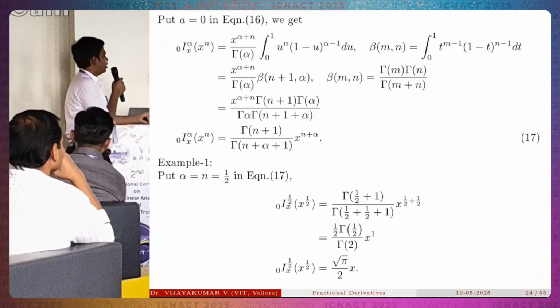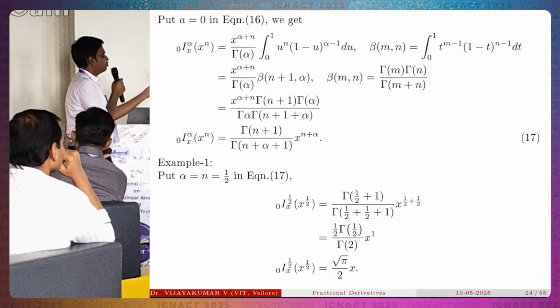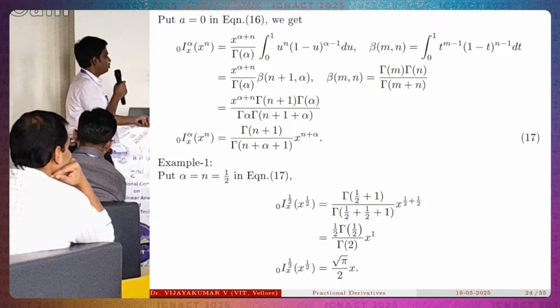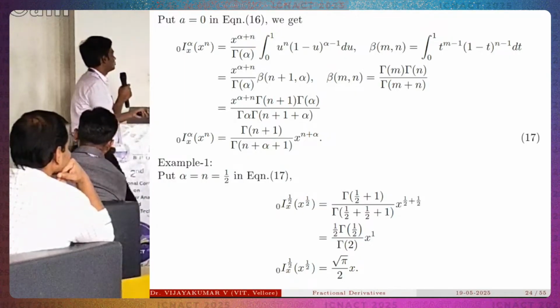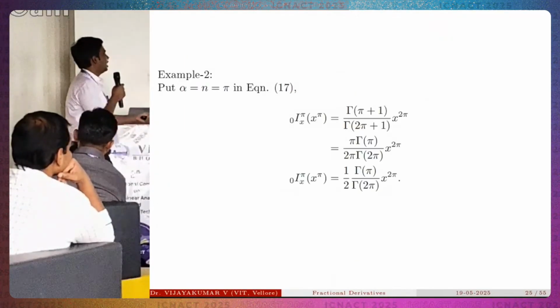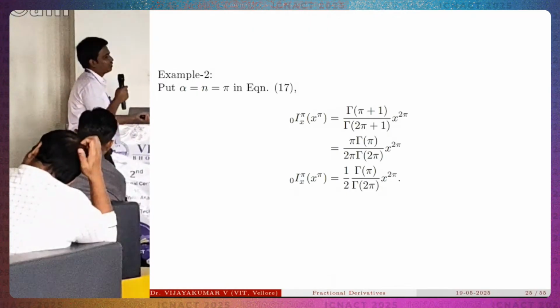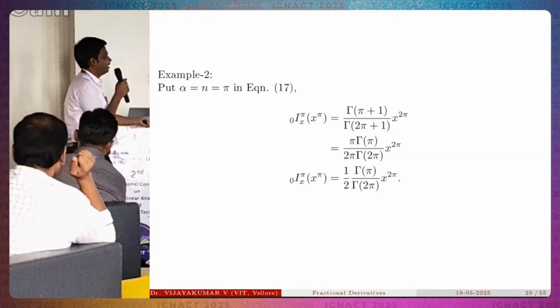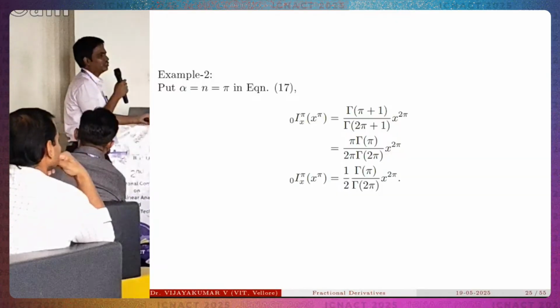Yes, I told you, if you apply alpha equal to n equal to 1 by 2, you are getting the integration of root x. The root of pi, or root pi by 2, is the gamma function in most of the cases for which we get the answers. So if you are replacing alpha, n equal to pi, we are going to this. Because one general thing we are having, that is the Riemann-Liouville fractional integral. Applying some particular cases, particular values, we are able to use it.